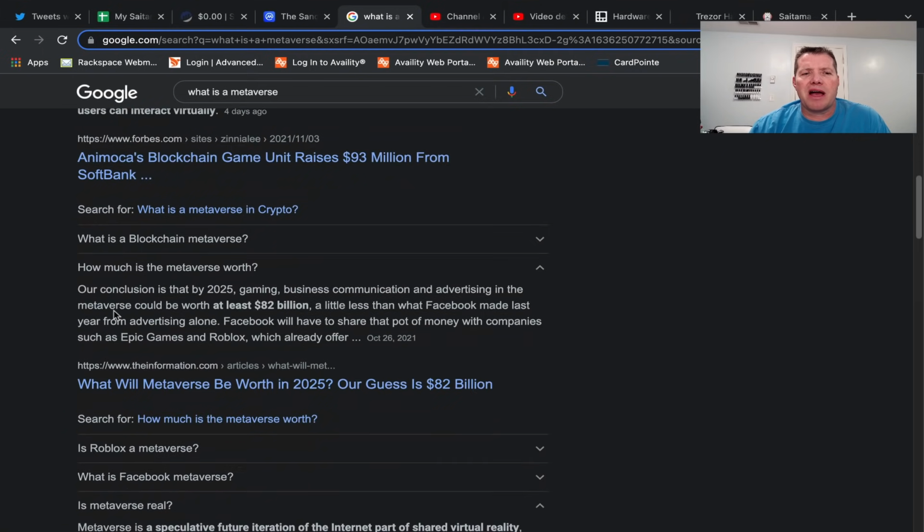And then the last one that caught my eye in this was the conclusion: how much is the metaverse worth? This says, our conclusion, by 2025, gaming, business communication, and advertising in the metaverse could be worth at least $82 billion. A little less than what Facebook made in the last year of advertising alone. Okay, so $82 billion, pretty large. They're talking about advertising in the metaverse. So if you have a virtual world, people can virtually advertise.